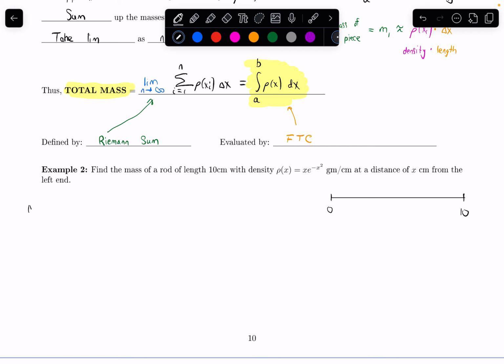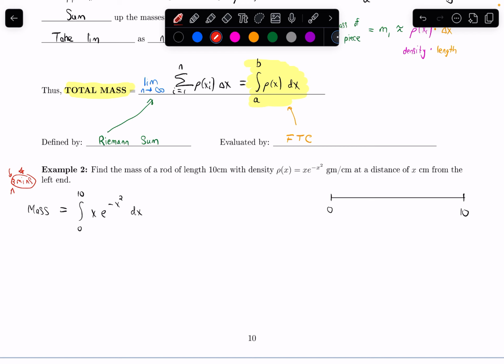Okay, so if I'm trying to calculate the mass, we see from our formula that the mass should be just the integral from the starting point of the interval, 0, to the endpoint, 10, of your density function, which is x e to the negative x squared, dx. And now we've got to evaluate that integral. I want you to pause the video and try this on your own first. Pause it for 3 minutes to try it.